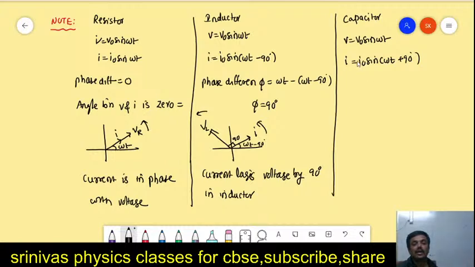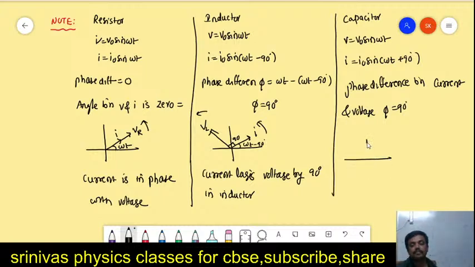When the current angle is more than the voltage angle, if you find the phase difference, you again get 90 degrees phase difference between current and voltage. Now if you draw the phasor diagram, you will get it like this. I am taking the voltage angle as omega t. This is the voltage across the capacitance.